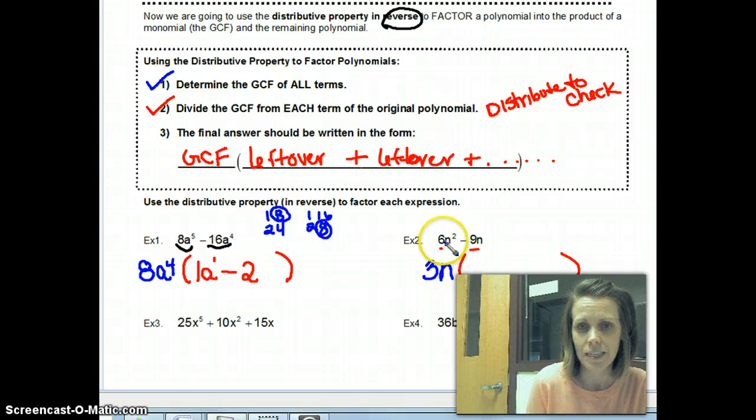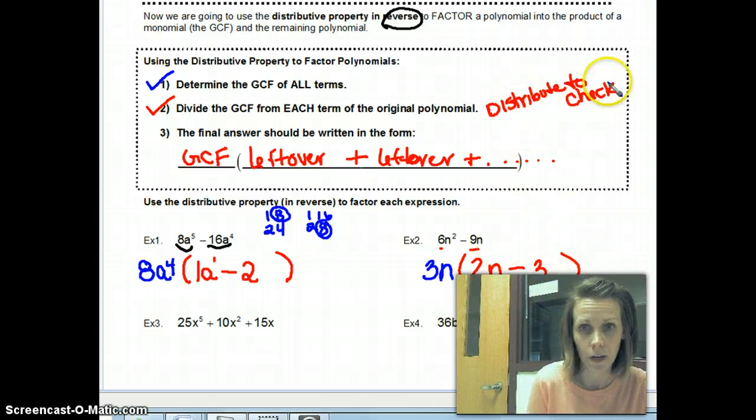Okay? So I'm going to take 6 divided by 3. What's going to be left over? 2. N to the second, I took out 1 n. So how many are left over? Just 1. So 2n is left over. Minus 9 divided by 3 will give you 3. And then if I take an n out of n, I don't have anything left. So that's my final answer.